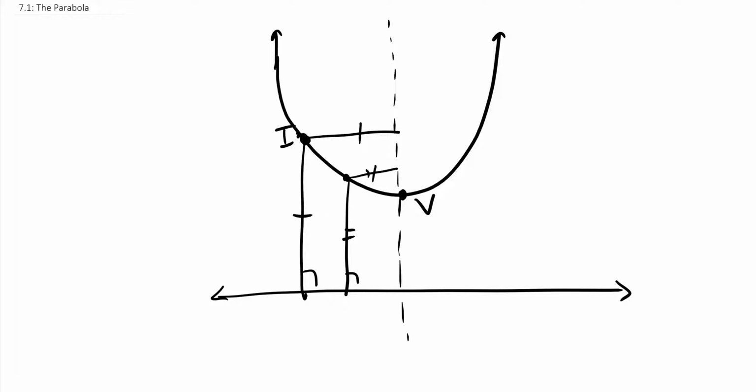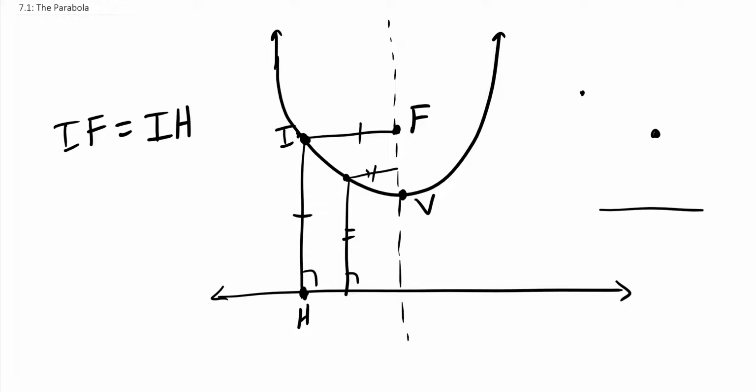So I, F, and H. So always IF equals IH. So in other words, if you have a point and a line, you can find so many points, let's say this point, that is equidistant from this point and the line itself. Next point, next point, next point. And if you trace them, you will get the parabola.